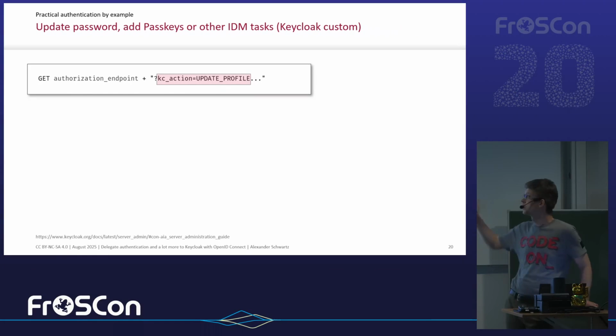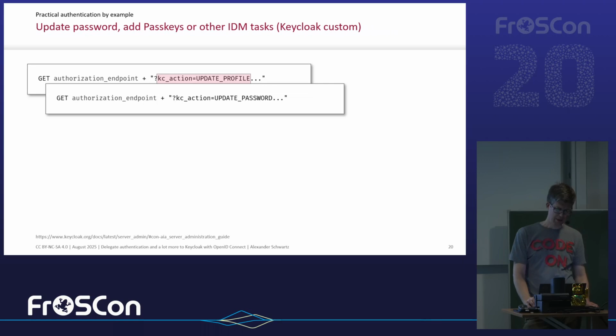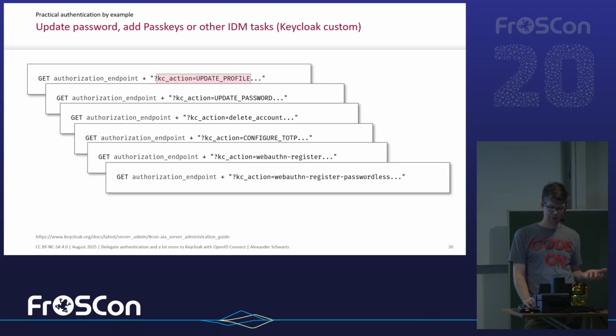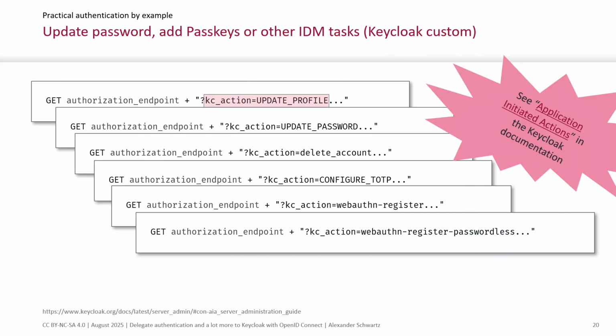So, for example, here I can trigger an action to update the profile of the user. So the user can click on a link in my application and comes back to Keycloak and can change their first name, last name, or whatever fields I want them to be allowed to change. There are a lot of other things, for example, updating the password or deleting the account, configure TOTP, WebAuthn password. So all these are called application-initiated actions in Keycloak, and they offer you very modular access to the account console. And as I call a URL from my application, that makes it hopefully very modular and integratable.